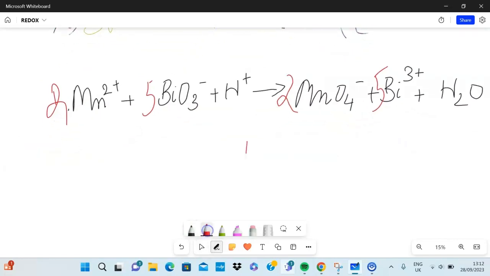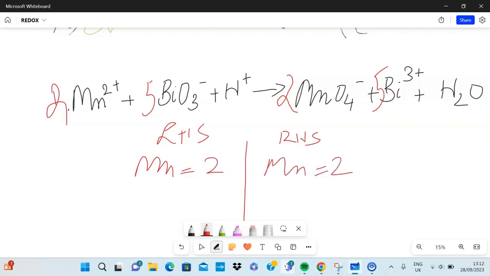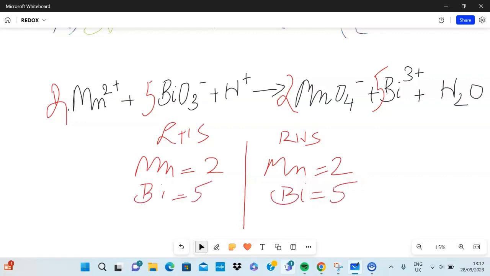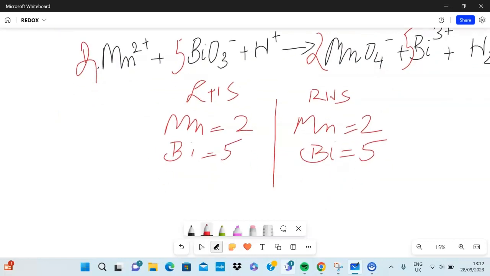All right, so this is the left-hand side. This is the right-hand side. Mn equals 2. Mn here is also equal to 2. Bismuth is equal to 5. Bismuth here is also equal to 5. Now, look at the other elements. Oxygen here is actually 3 multiplied by 5 because there's 5 of O3s, if you know what I mean. So 5 multiplied by 3, that's going to be 15.